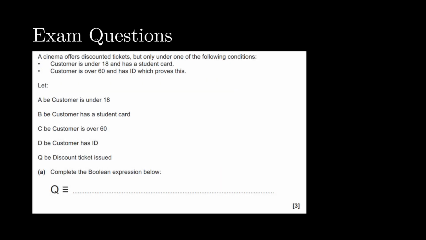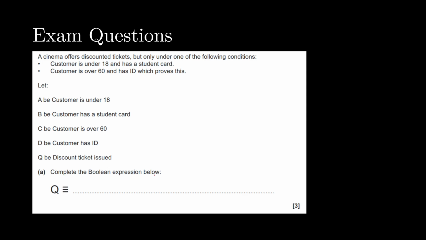So let's just get straight into some questions. They tell us a cinema offers discounted tickets but only under one of the following conditions. Either a customer is under 18 and has a student card, or a customer is over 60 and has an ID which proves this. So if we look at our variables that they gave us, A is whether a customer is under 18, B is if the customer has a student card, C is if the customer is over 60, D is the ID, and Q is whether or not the discount ticket is issued.